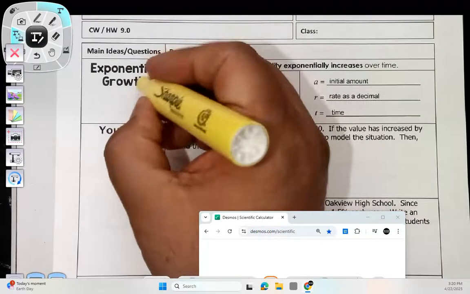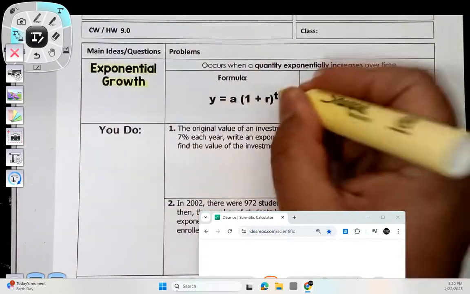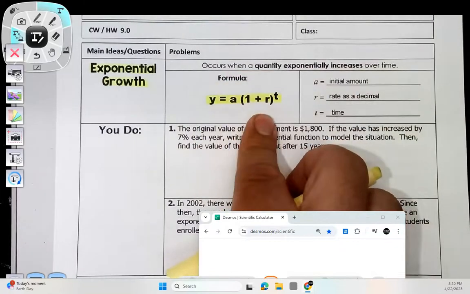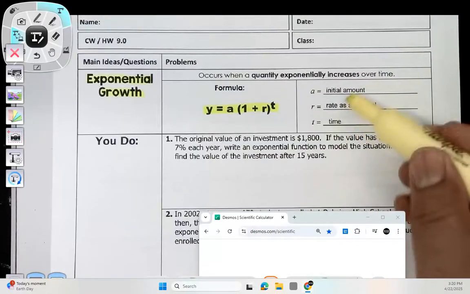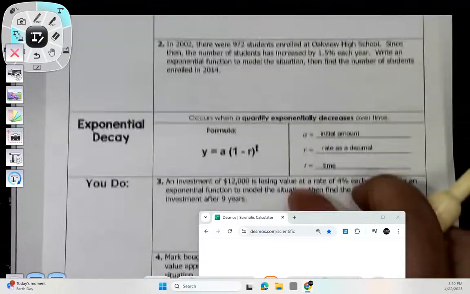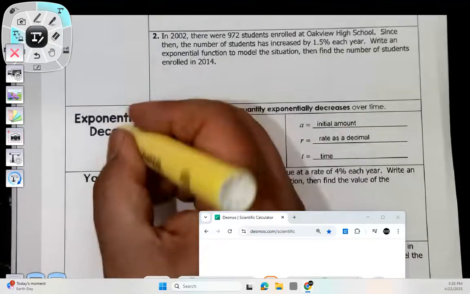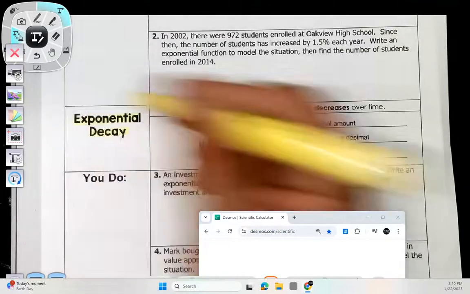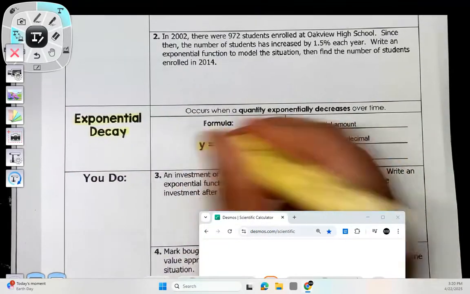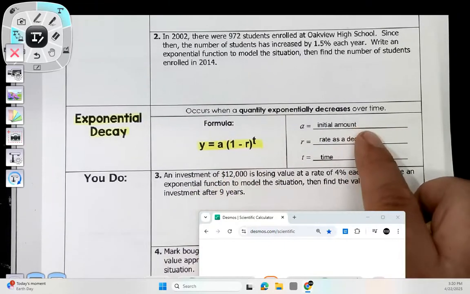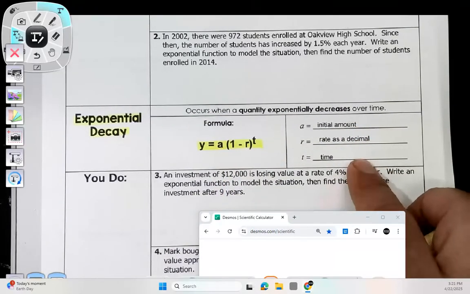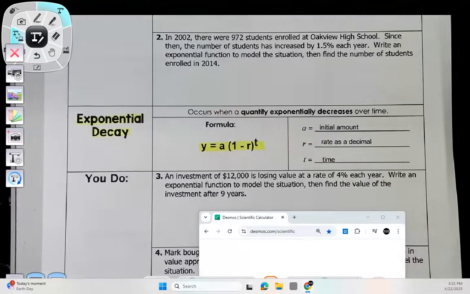So remember, it's called a growth formula because we're adding to the rate, and here's what every letter represents, in case you forgot. And then for these two problems at the bottom, you're going to be using the exponential decay model. And the only reason that it's called decay is because you're going to put a minus sign instead. But again, it describes what every letter represents.